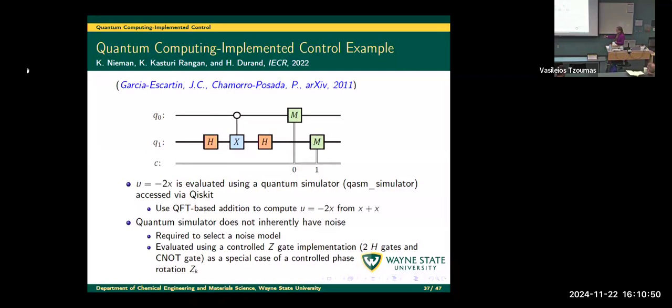So where we're going to use the quantum algorithm is in this u equals -2x computation. We're going to use the addition algorithm that I mentioned in order to calculate x plus x. And that addition algorithm is actually deterministic.